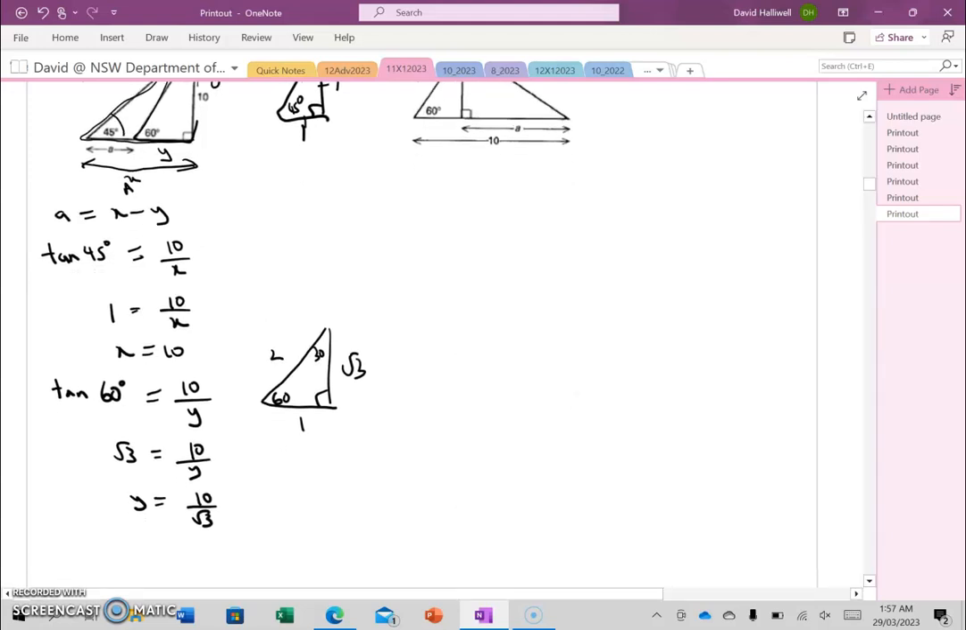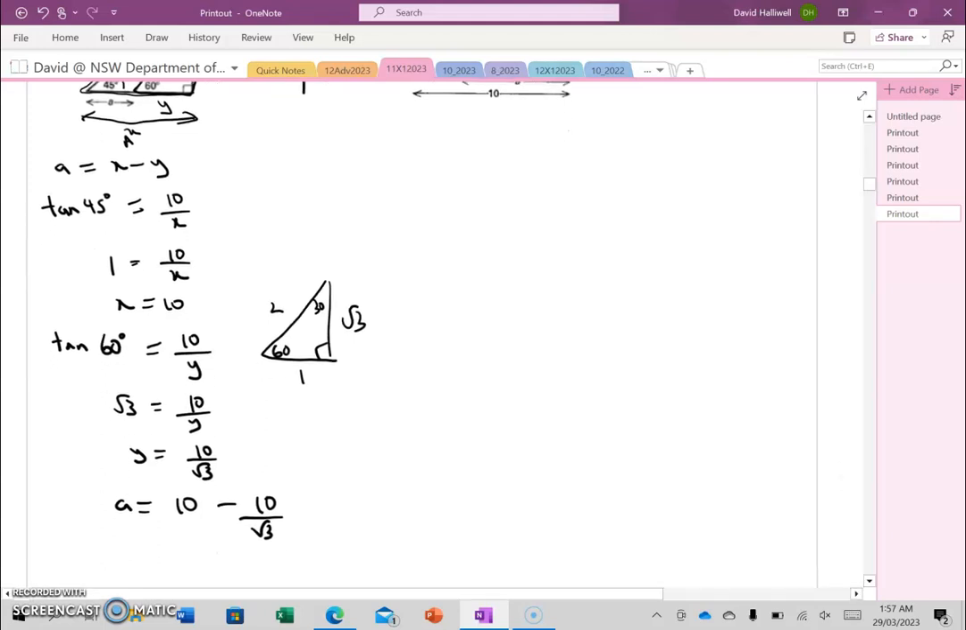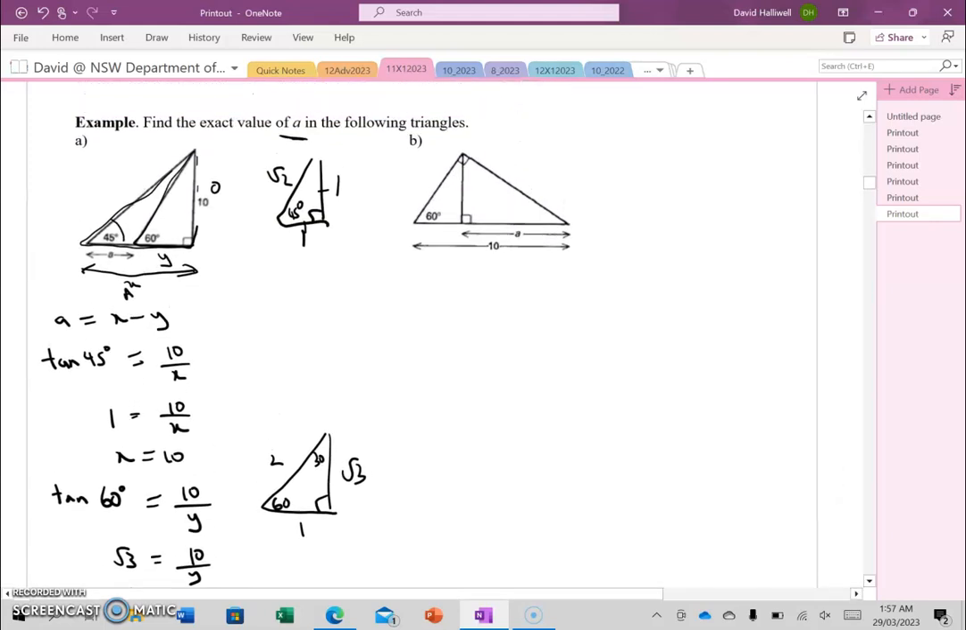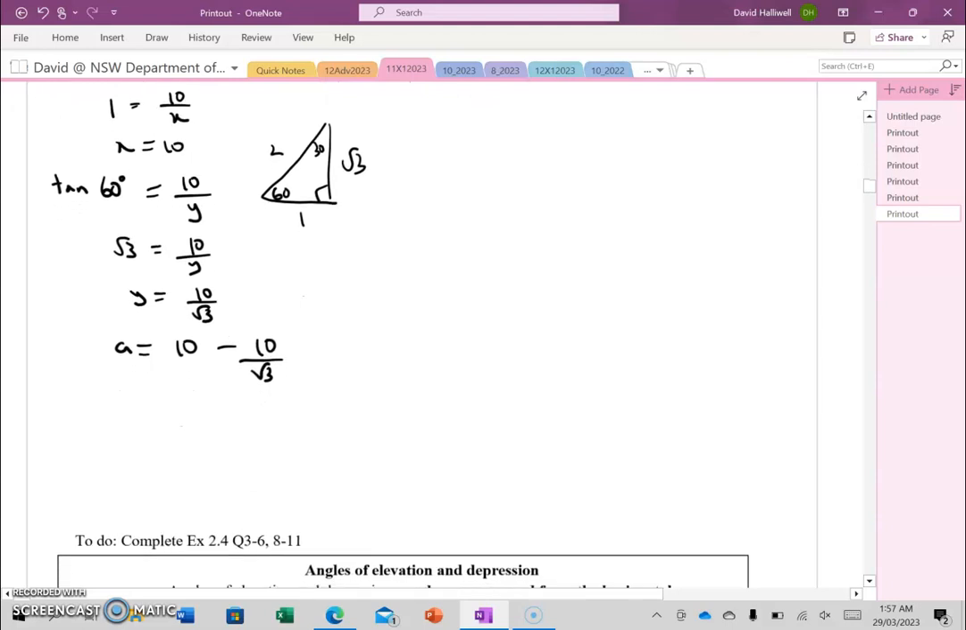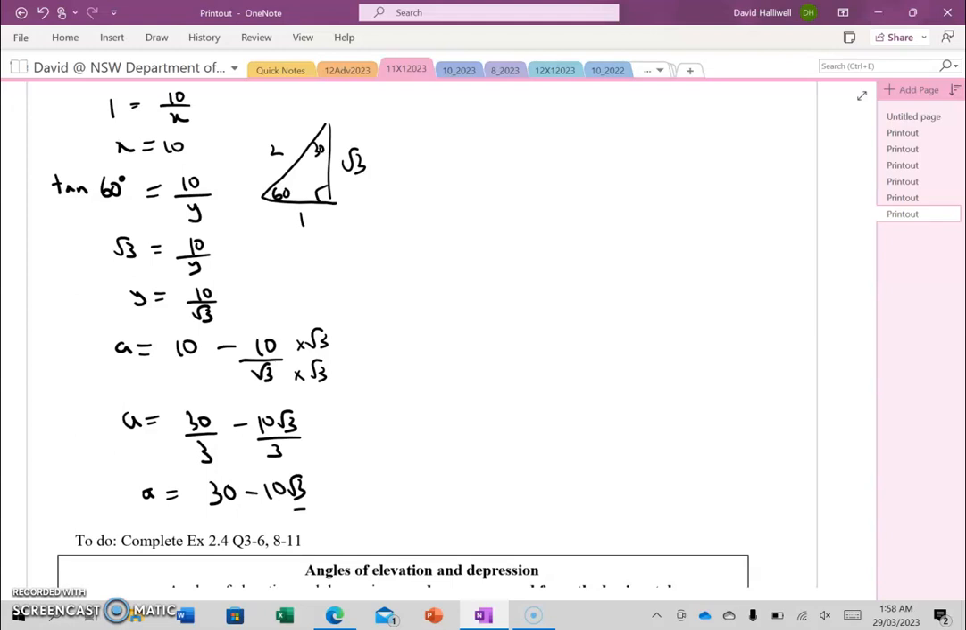So therefore my A will be x minus y, which is 10 minus 10 on root 3. Okay, now it says exact value. That's the answer, and that's okay to leave it like that, but you might want to rationalize and make a common denominator. So that's 30 on 3 minus 10 root 3 on 3. So you might want to make it 30 minus 10 root 3 on 3.